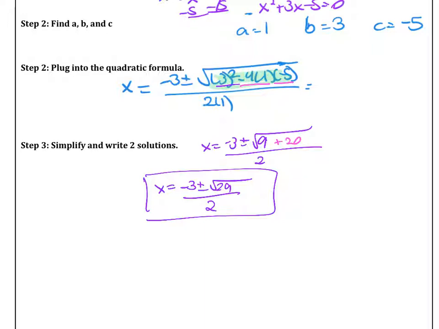Now in big ideas, you will have to separate it out. So you would write or type negative 3 plus root 29 all over 2, and then negative 3 minus root 29 all over 2.